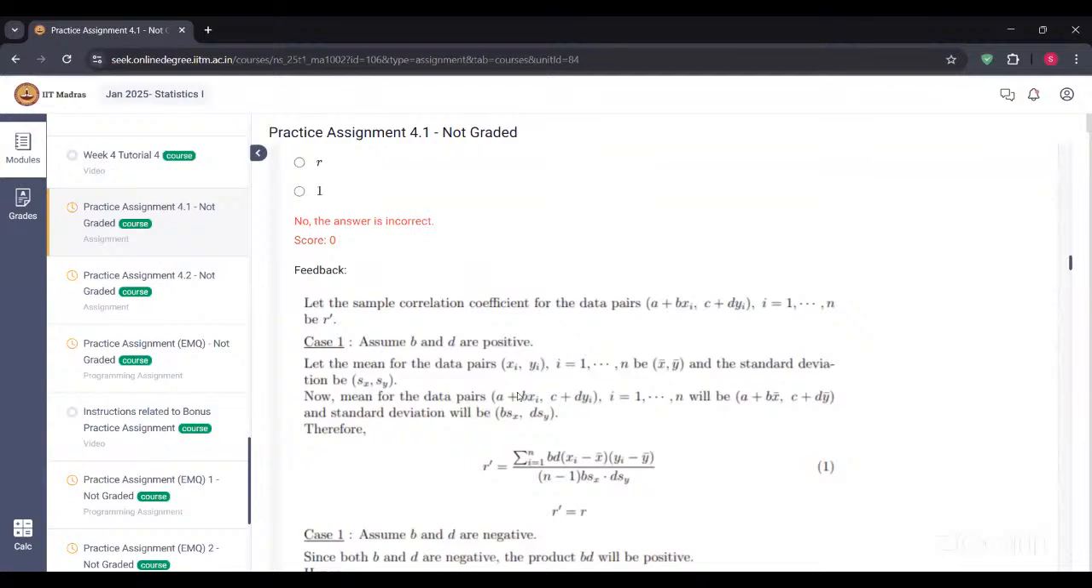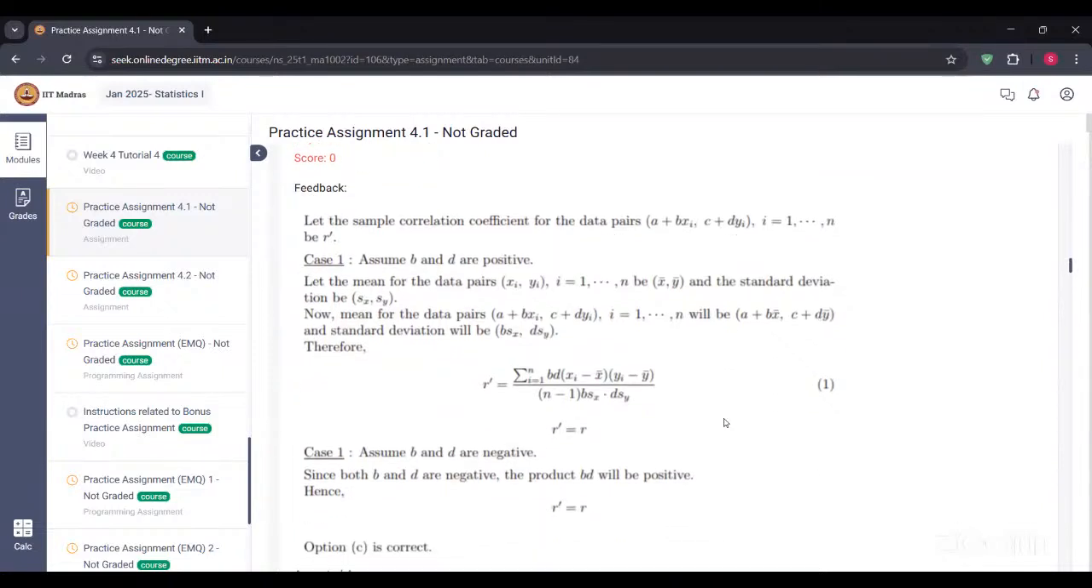Now for the data pairs a plus b xi, c plus d yi, the mean would be a plus b x bar, comma, c plus d y bar. We are just adding and multiplying the constant term, right? So this would be the mean. And the standard deviation would be b into the standard deviation of x, comma, d into the standard deviation of y, because if we add or subtract any constant, it won't matter, right? So this would be my standard deviation and this would be my mean.